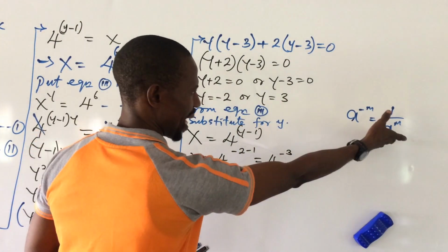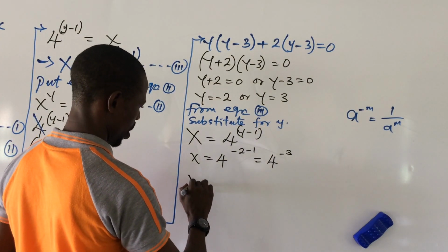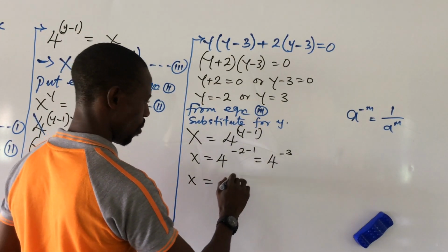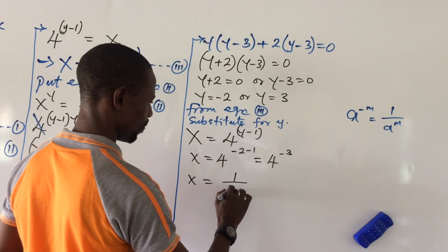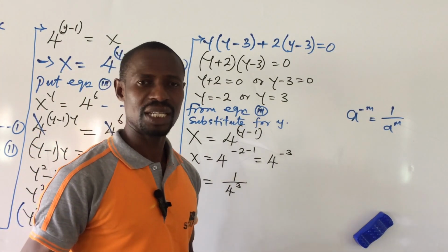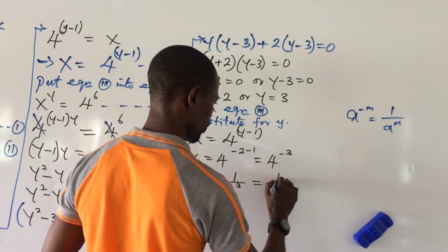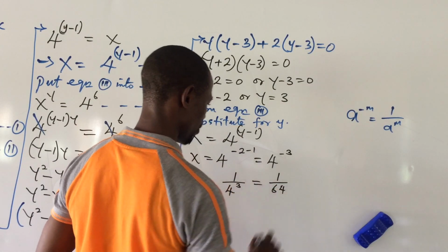So if I apply this law here, x is equal to 1 all over 4 to the power of 3. And what is 4 to the power of 3? It means 4 times 4 times 4, three places. If we do that, this is going to give us 1 all over 64.